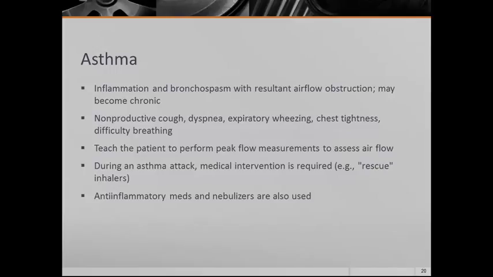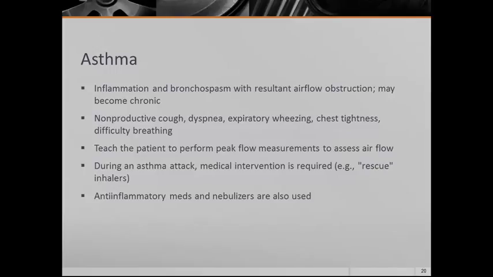Asthma is an inflammation and bronchospasms with resultant airflow obstruction and may be chronic. Non-productive coughs, dyspnea, expiratory wheezing, chest tightness, and difficulty breathing are all symptoms that can occur.